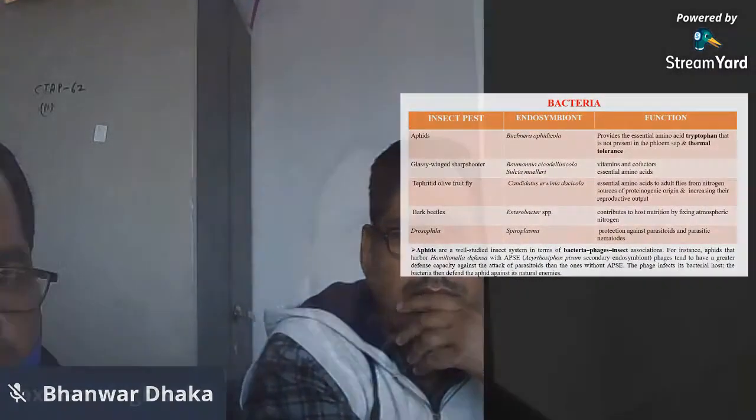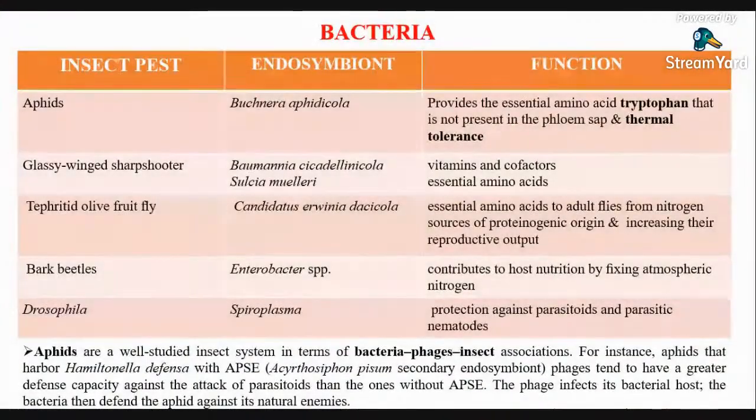Next one is the bark beetle. Endosymbiont is Enterobacter species. Function: they contribute to host nutrition by fixing atmospheric nitrogen. Next one is Drosophila. Endosymbiont is Spiroplasma. Function: protection against parasitoids and parasitic nematodes.